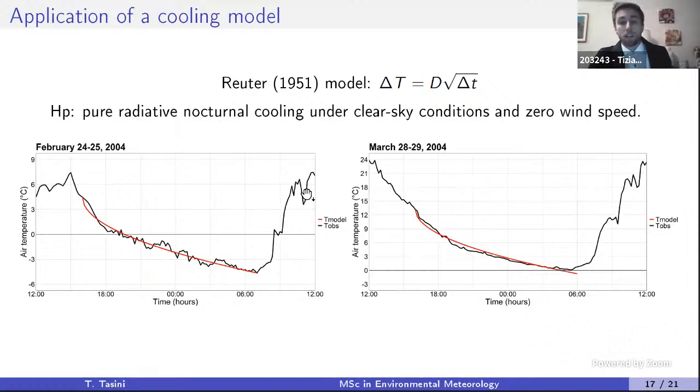So by looking at the two graphs, it was possible to apply a theoretical model to the case studies, and it well interprets both cases with the appropriate coefficient, the decay coefficient.